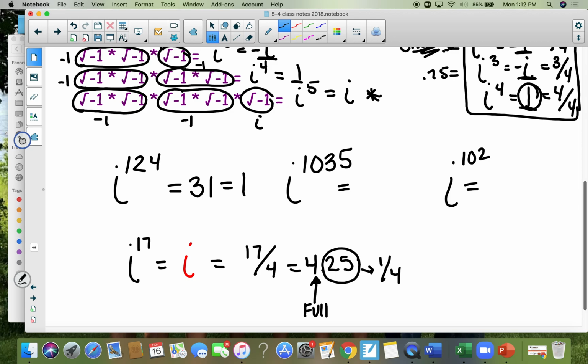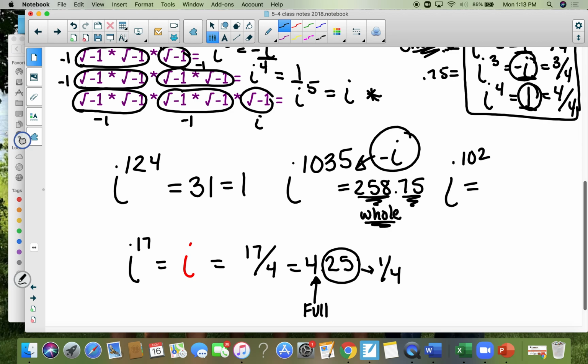So let's do 1035 divided by 4. I went through that 258 times with the remainder of 0.75. So I went through a whole 258 through that whole thing, but I went 0.75, so my answer is a negative i for this problem.